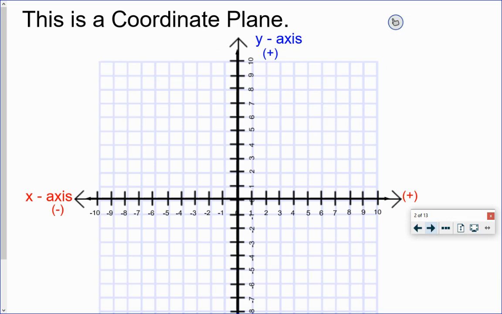This is an example of the coordinate plane. We'll get more in depth about it here in just a minute. It looks like a bunch of grids, and that's kind of what it is. It's a bunch of grids on a piece of paper, or in this case, a screen. Okay, so let's go to the next screen.